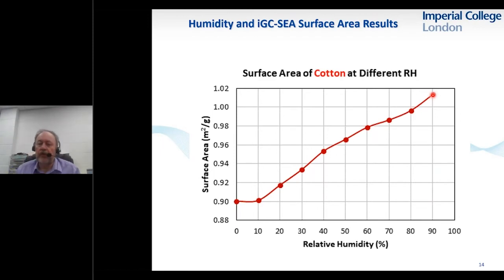So if you're working on materials such as cotton or cellulose or any other semi-amorphous materials that swell in the presence of water, we can actually use this as a way of monitoring the swelling process. So I wanted to introduce those topics on surface area, but let's move on now to the main topic.